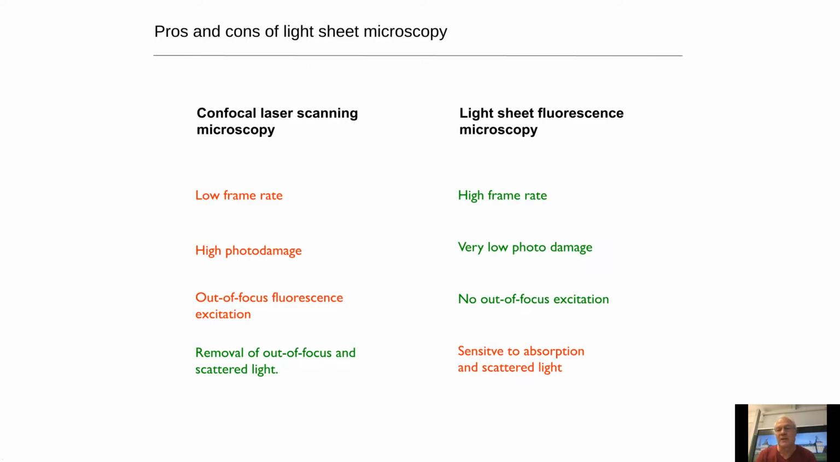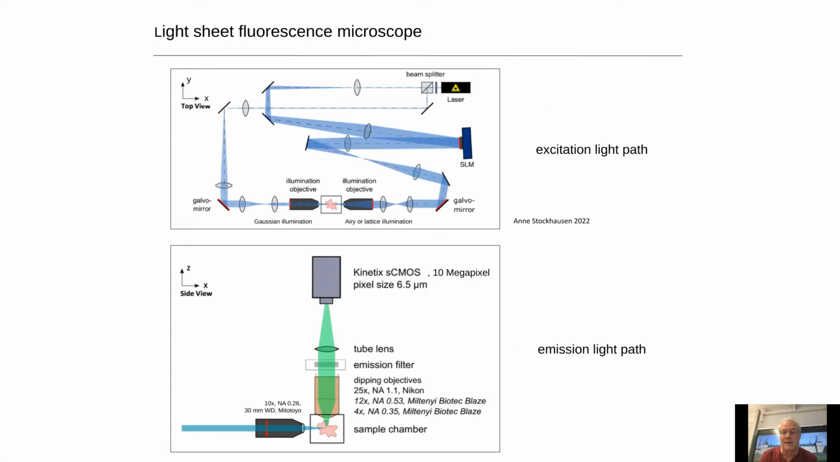because we can use a parallel data acquisition using microscopic high-speed cameras. The imaging method has a very low photo damage because we always image only those fields and we illuminate only those fields that we indeed image. We perform no out-of-focus excitation, but the technique is sensitive to light absorption and to scattering light. So the latter problem can be overcome by using clearing techniques, for example, as it is provided by expansion microscopy. I come to that in a second.